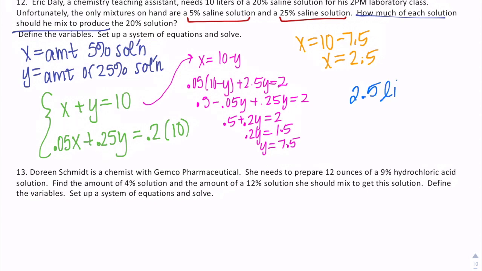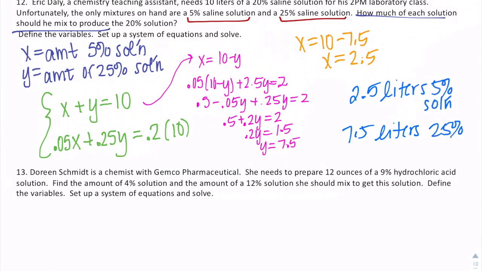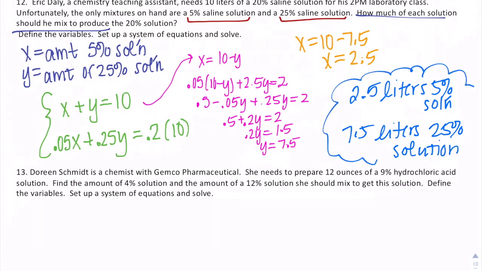And same way, we have to write our answers in this form with labels. 2.5 what? Liters. And x was our 5% solution. And y was 7.5 liters of our 25% solution. So we just found out that if we take these specific amounts of these different solutions, we're going to get exactly 20%, which is what we wanted.